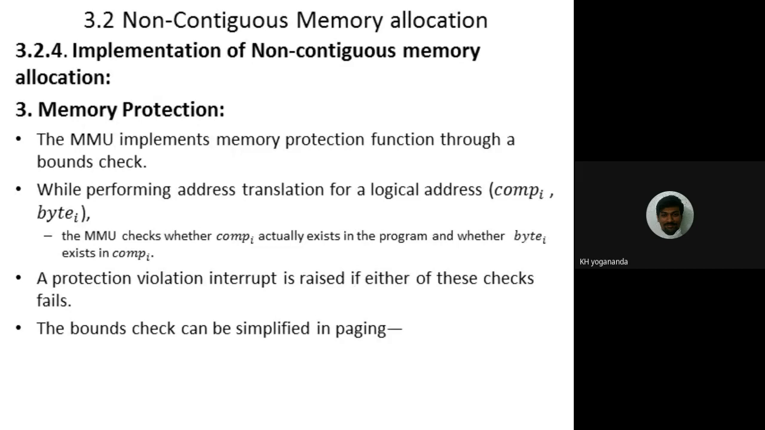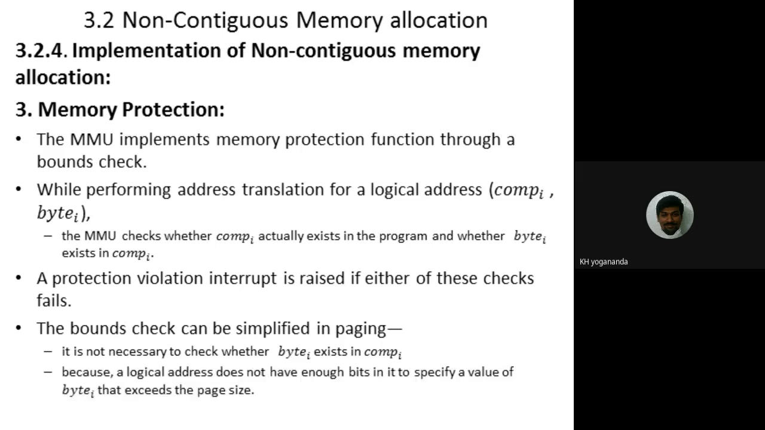The bound checks can be simplified in paging. It is saying that there is no need to check the byte i of a component. If we use the memory protection with paging, there is no need to check for the byte i, only check for the component type. Because a logical address does not have enough bits in it to specify the value of the byte type. That is the page size.